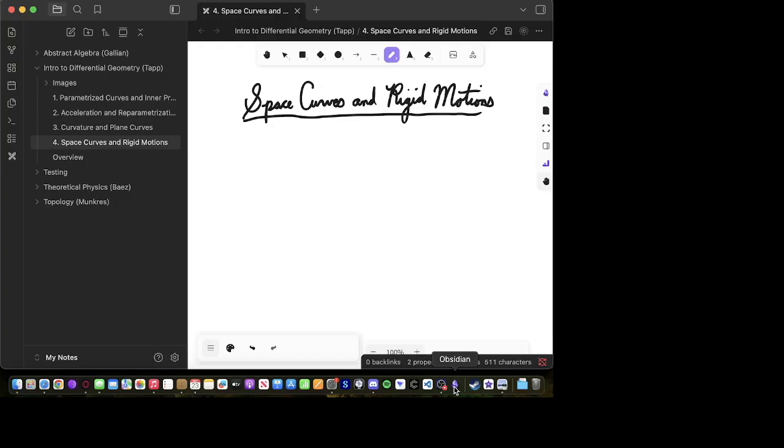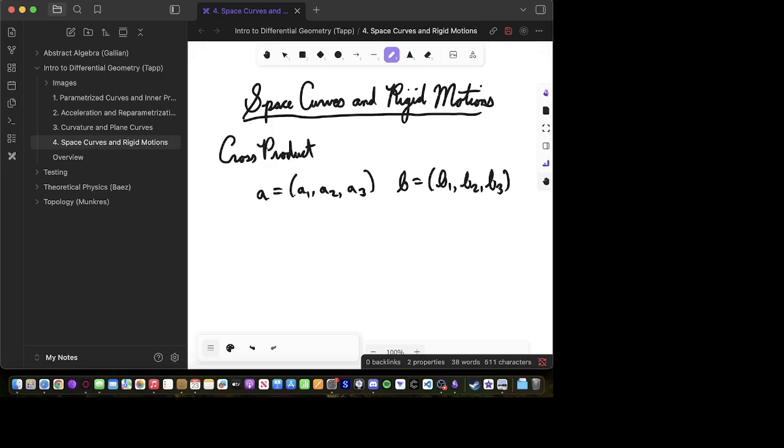So, to begin, we're going to be talking a little bit about the cross product. So, here's what we're going to do. We're going to define a vector. And then we're going to define another vector. So if we have these two vectors a and b, we can calculate the cross product a times b, like so.